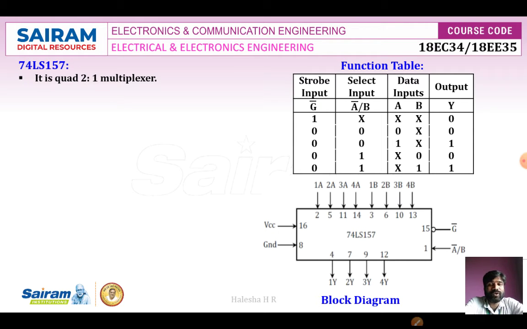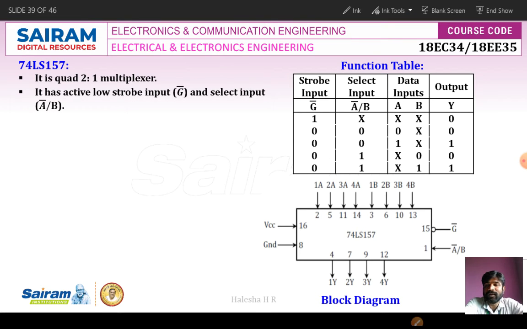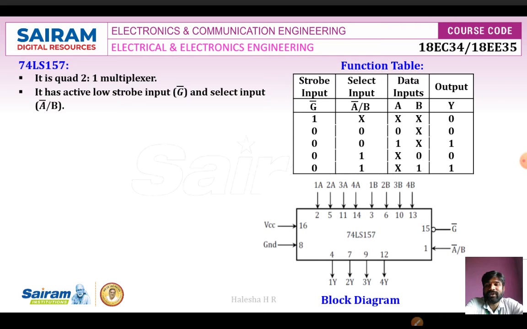Correct? If the strobe input is 0, that is enabled. If the select input is 0, the value of A will be passed to Y. See, in the next two rows, A bar B is 0, so the value of A is passed, whatever B may be. And in the next two rows, if the select input is 1, the value of B is passed to the output. So it has an active low strobe, G bar, and select input A bar B.